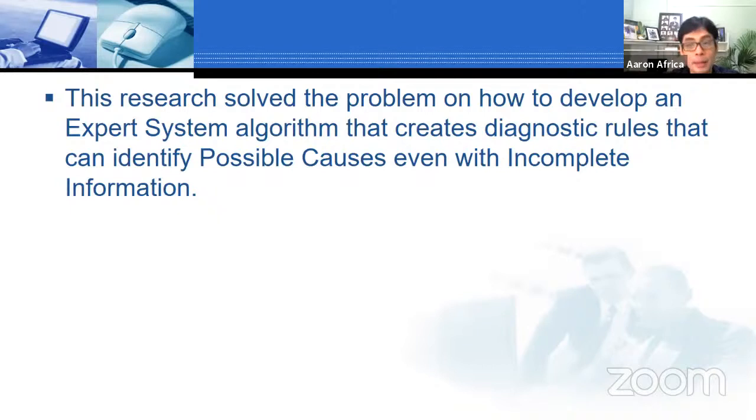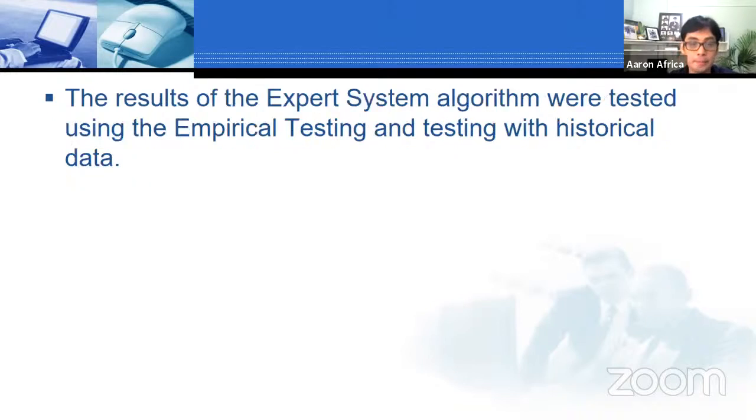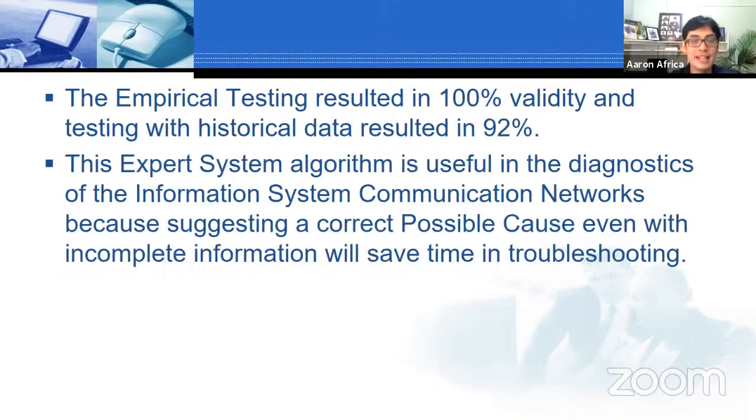The research solved the problem of how to develop an expert system algorithm that creates diagnostic rules that can identify the possible cause even if the information is incomplete. We tested in two ways: empirical testing and testing with historical data. The empirical testing resulted in 100% validity, while the historical data resulted in 92% validity. The expert system algorithm is useful when diagnosing information system communication networks because it suggests the correct possible cause even if there is incomplete information, thereby saving time in troubleshooting.